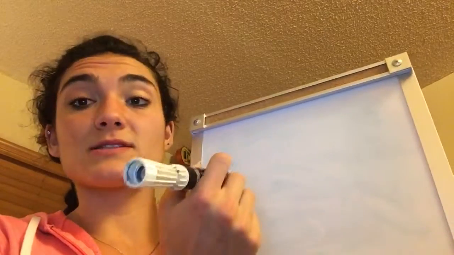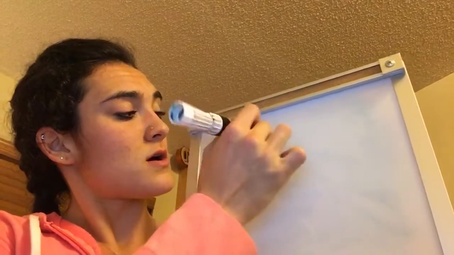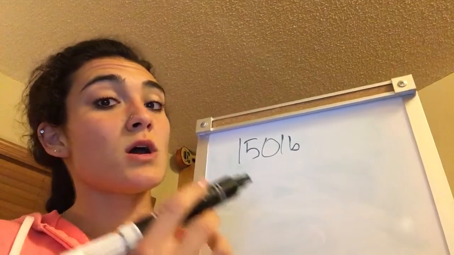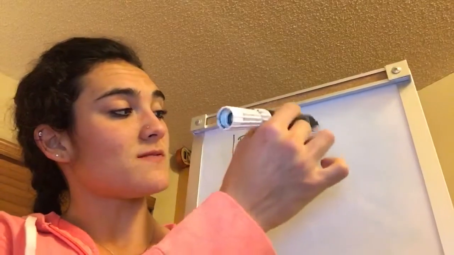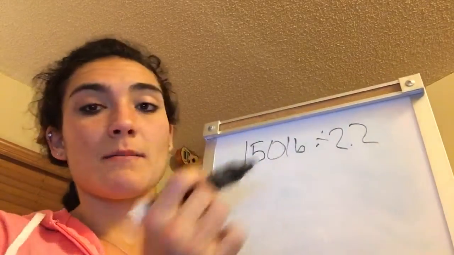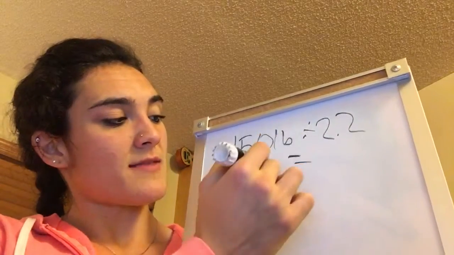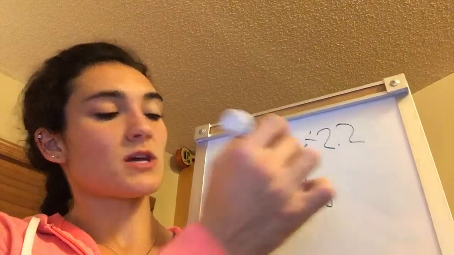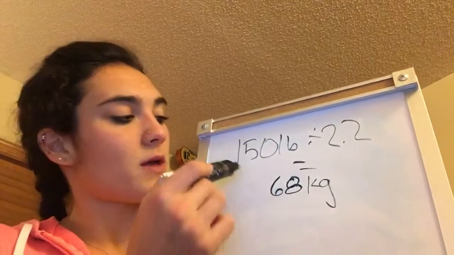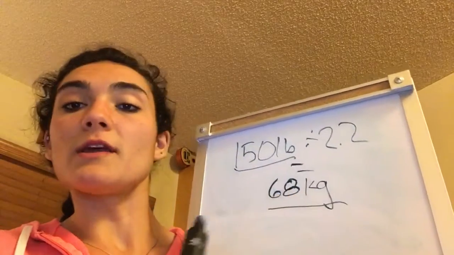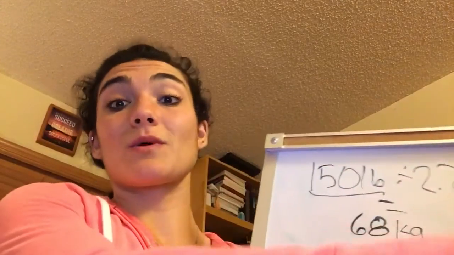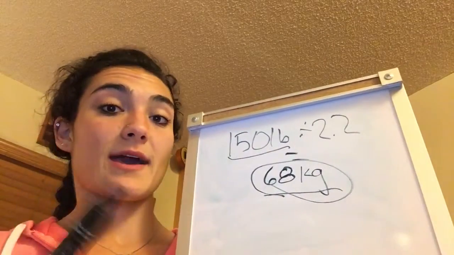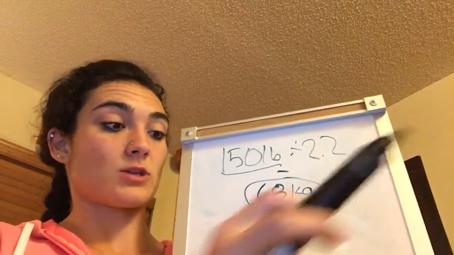So let's say, for instance, we weighed 150 pounds. If we need to convert that into kilograms, we need to divide it by 2.2, and that's going to give us about 68.18 kilograms. So if I weighed 150 pounds, that means I would be 68 kilograms. Now we're going to take that kilogram number and use it for the other calculations. So get ready for the calculations.